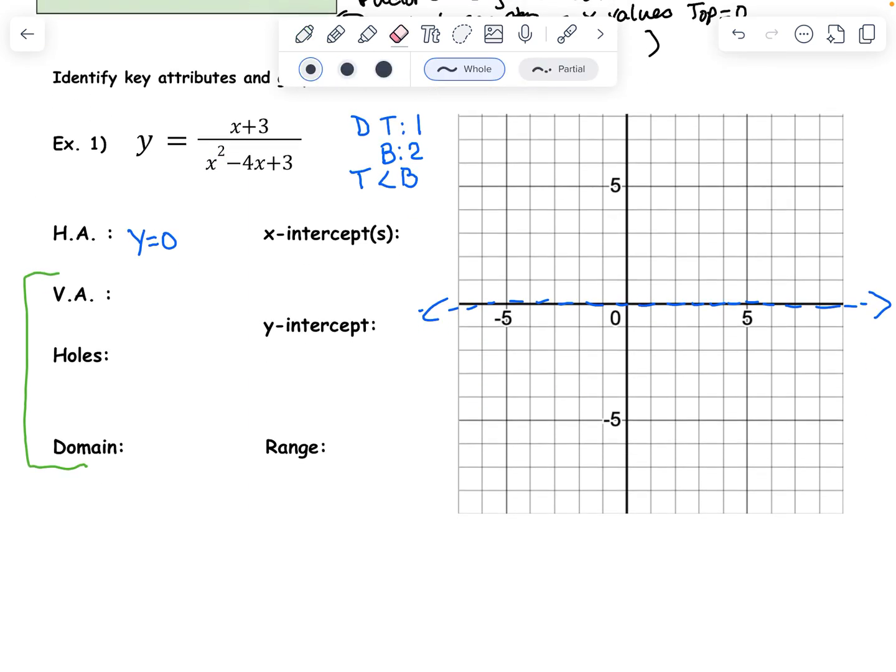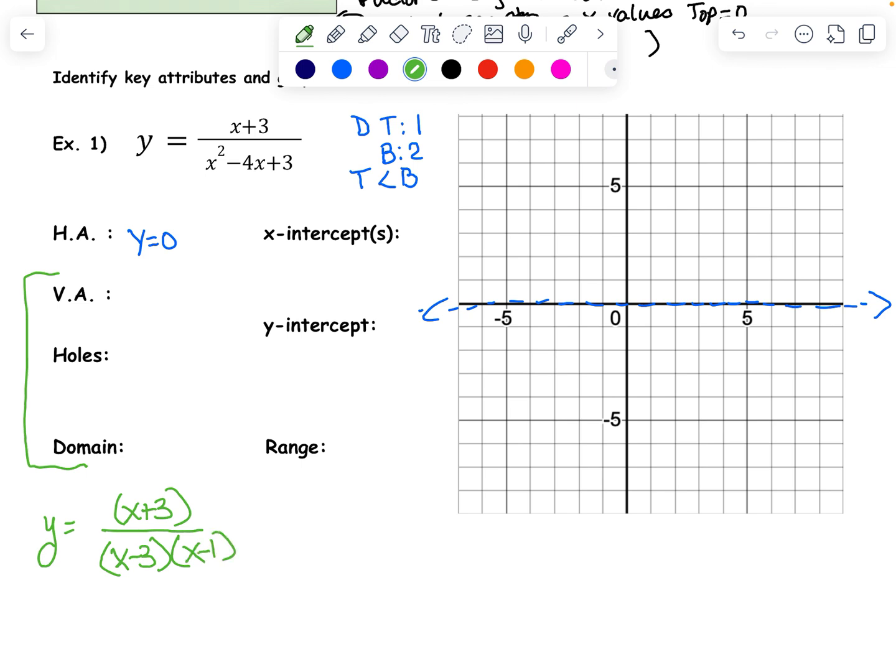So we will have y equals x plus 3 on the top, and then x minus 3 times x minus 1. So we just factored it. Now, that means that x is not allowed to be 3 and x is not allowed to be 1 because that would make the denominator 0. So our domain would be all the x such that x is not 3 and x is not 1.